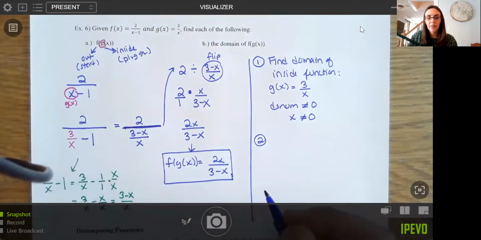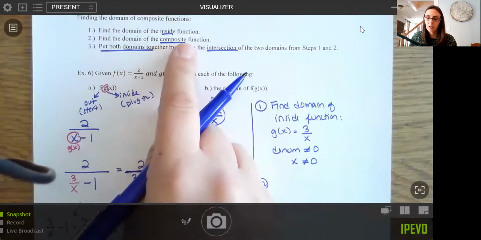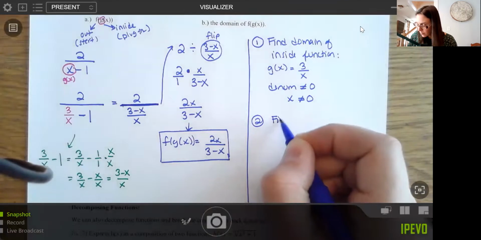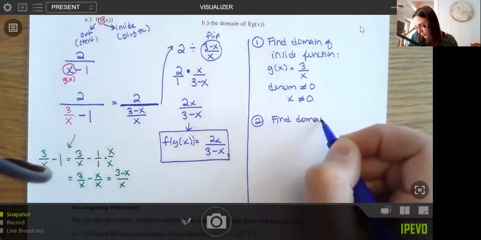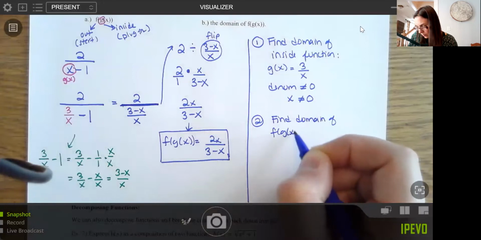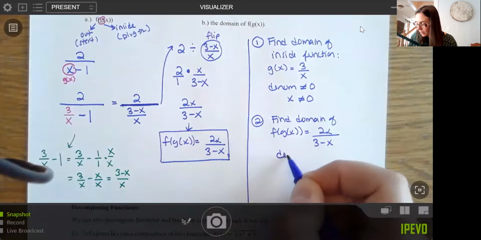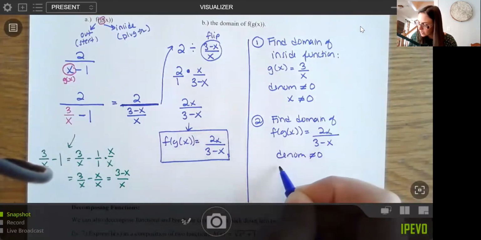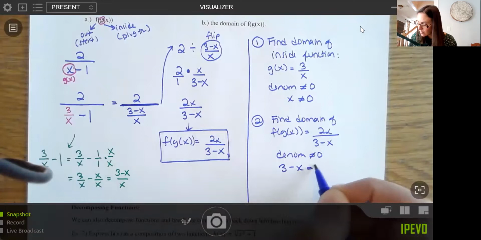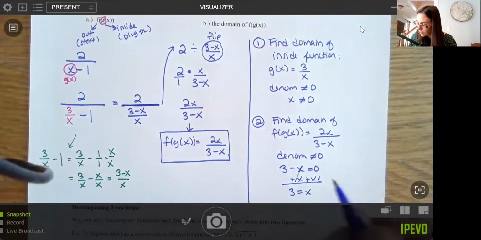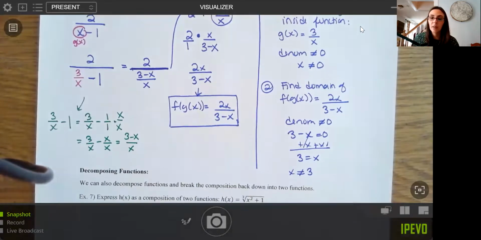The second thing I need to do is find the domain of the entire composite function. So now you look at your total answer here. And again, I need to make sure my denominator is not equal to 0. So when I solve 3 minus x equals 0, I could add x to both sides. And I see 3 is equal to x. So I need to make sure that x is not equal to 3 here, right? So again, that's a bad value. We don't want it to be 3.